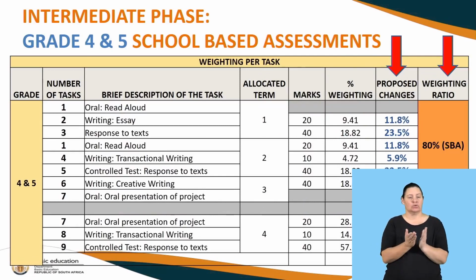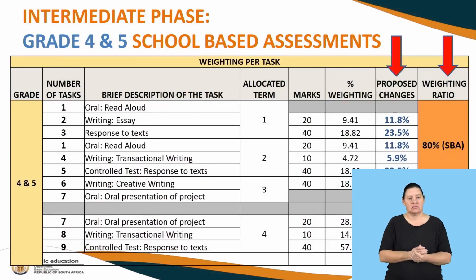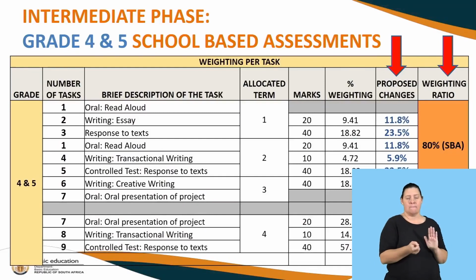With the school-based assessments, as you can clearly see for grades 4 and 5, there are 9 tasks only. The description of the task, we've made it uniform across all grades. The mark allocations are given there. There is a link between the mark for a particular task and the weighting that we attach to that particular task. In total, therefore, for the intermediate phase, that's grade 4 and 5 and grade 6, there are 9 tasks which could be broken down as follows.